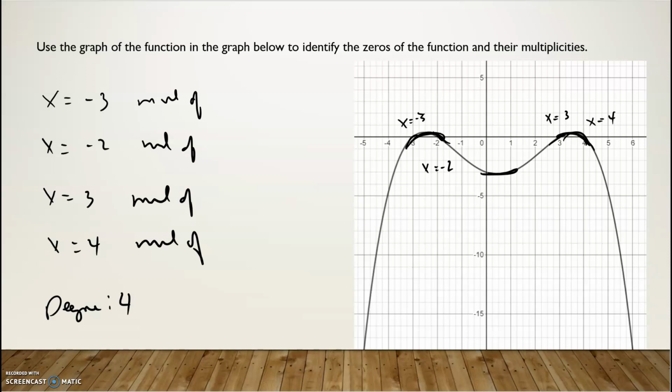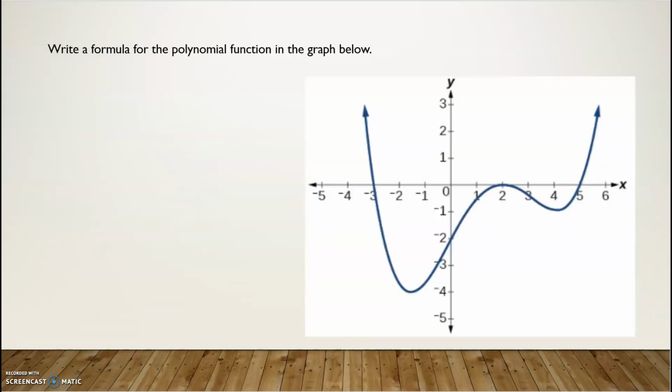Okay, notice how all of these, when you get close to them, look like a pretty straight line going through. So all of these would be 1. So all these have a multiplicity of 1. All of those are odd, and when I add all those up, they come out to be 4, which is the degree of this polynomial. Now for this one, we've already figured out the zeros and multiplicities. We need to write a formula for this polynomial.